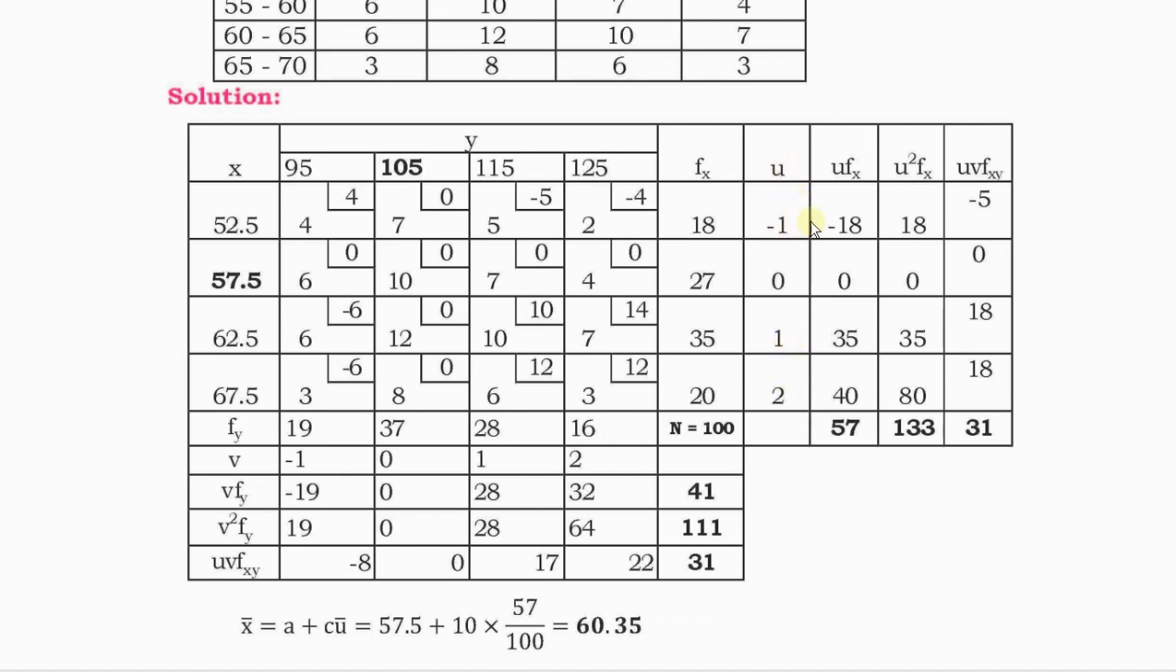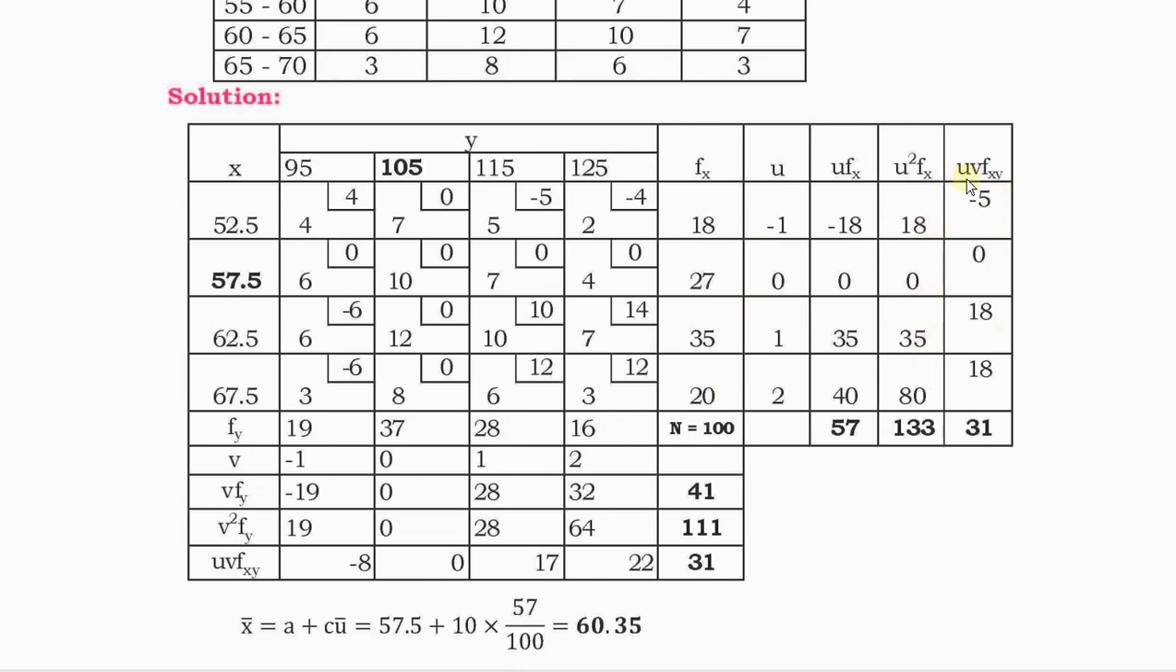So again the same procedure, u into fx, that is this column into the frequency. The frequencies are the total here, 4 plus 7 plus 5 plus 2, that is 18. So 18 into minus 1 is minus 18. Next 6 plus 10 plus 7 plus 4, 27. 27 into 0 will be 0. Next 6 plus 12 plus 10 plus 7, 35. 35 into 1 will be 35. So 3 plus 8 plus 6 plus 3, 20. 20 into 2 will be 40. Similarly, u square into fx. Square the u terms and multiply them with fx. So 18, 0, 35 and 80.